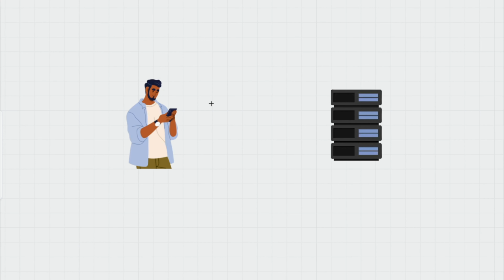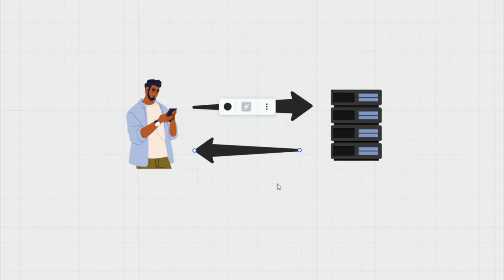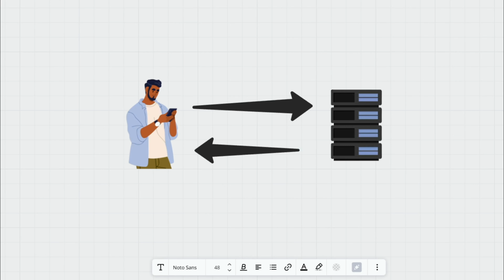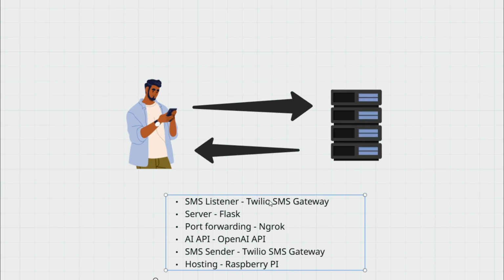So our requirements for the server are pretty straightforward. When the user sends the SMS message, we need to listen to it, extract the query, ask the AI for the response and then send the response back to the user via SMS service. To achieve this, we will be using some different tech. So let's discuss that. When the user sends the message, we need some service that can listen to the message sent to that particular number.